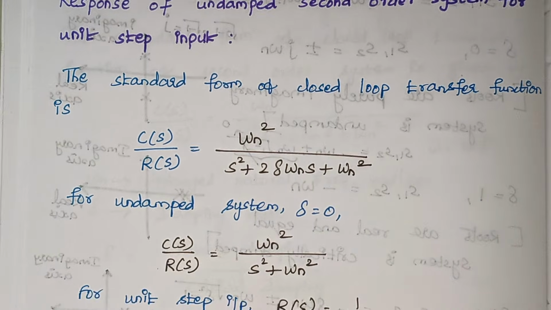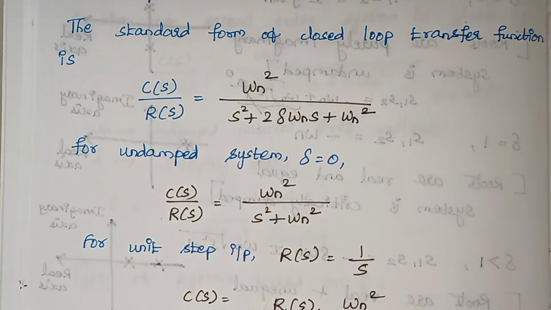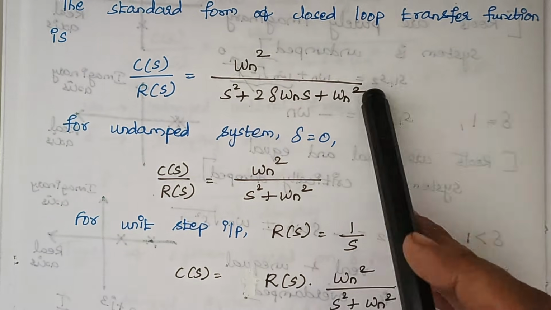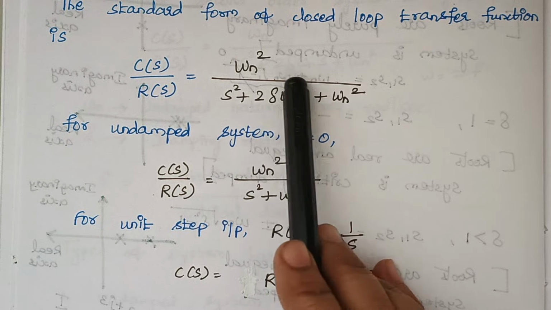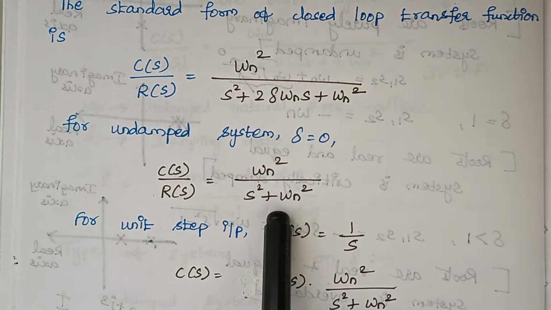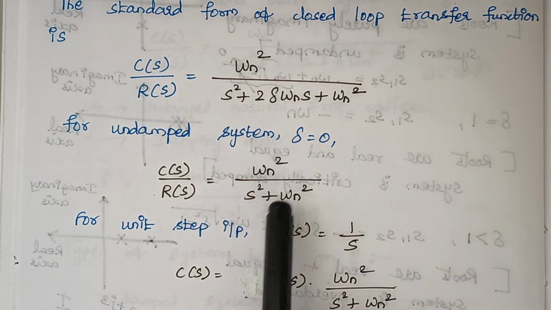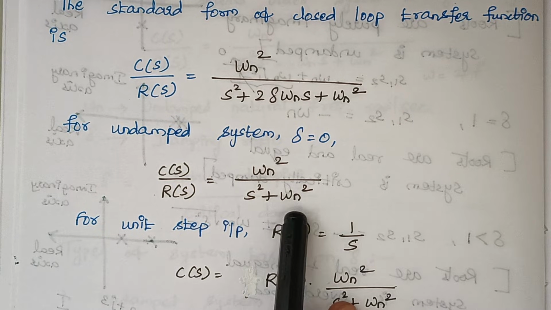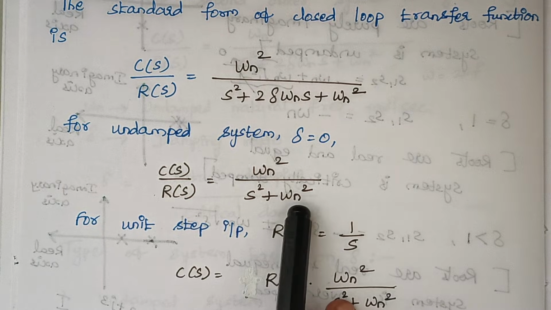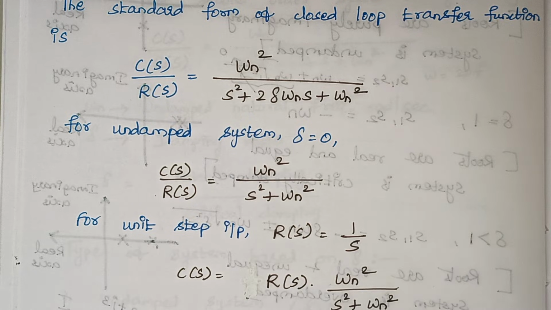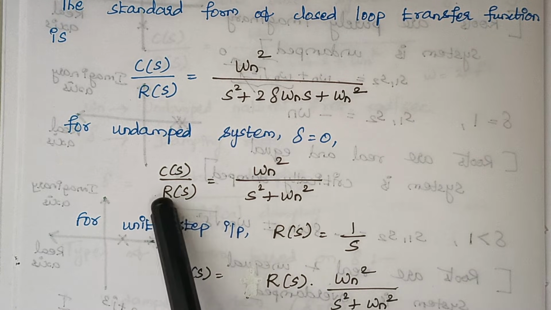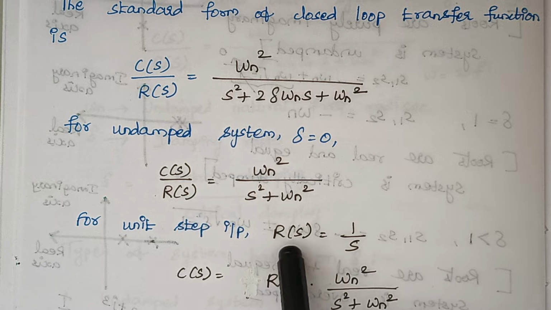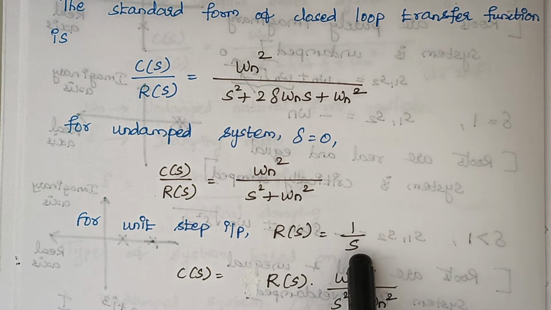So when the value of zeta is equal to 0, just substitute the value in the above expression. When you substitute zeta equal to 0, this term reduces to 0 and here we will be having omega n square divided by s square plus omega n square. Right. And again for unit step input, when the type of input is unit step, what about the value of R of S? The R of S is equal to 1 by S.